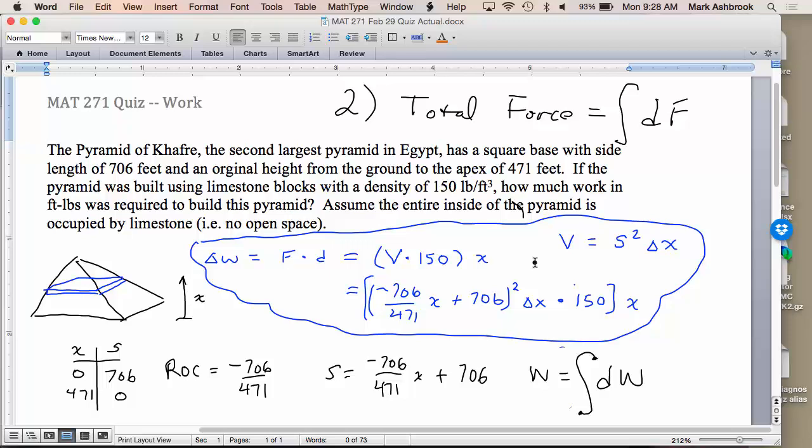How many foot-pounds was it? Anybody think they got the answer right? 1.3 times 10 to the 12? Anyone get that? Something like that? Someone else get something like that? A little bit of work or a lot? Yeah, you got that too? A little bit of work or a lot of work? What is that? A million is to the sixth, right? So billion. 1.3 trillion foot-pounds. Those Egyptians. All right.